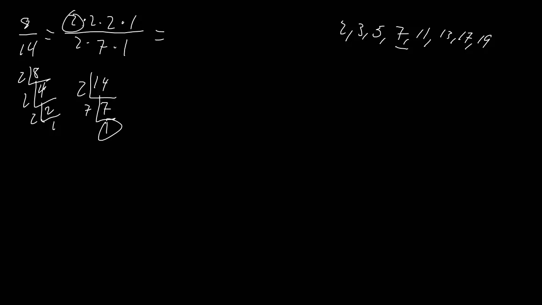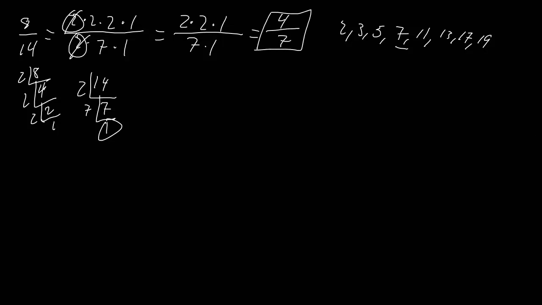Well, let's cancel everything that's the same on top and bottom. And we're left with 2 times 2 times 1 and 7 times 1. Okay, 2 times 2 is 4. Any number times 1 is that number, so we know it's going to be 4. 7 times 1 is 7, and that's the fraction reduced.